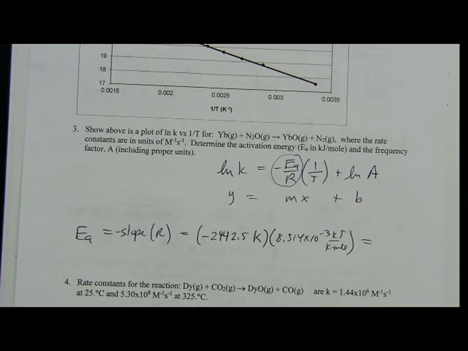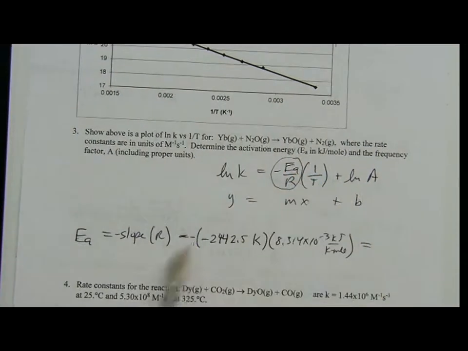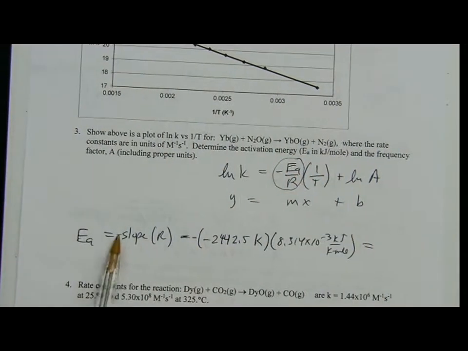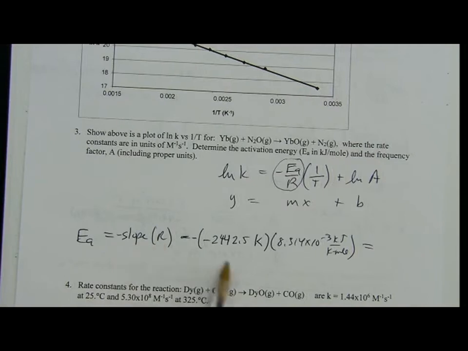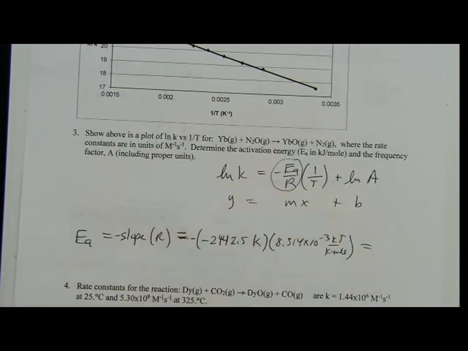Wait, why do you multiply that? I thought that, yeah, you're right. There is a negative sign in front of that. So minus the slope times R. So since that is equal to minus the minus. So anytime you get a negative activation energy, you know you've made a mistake. You don't get negative activation energy.